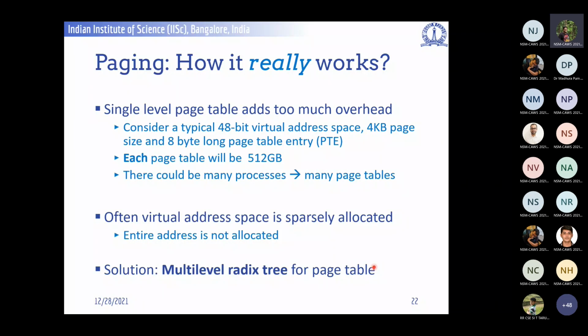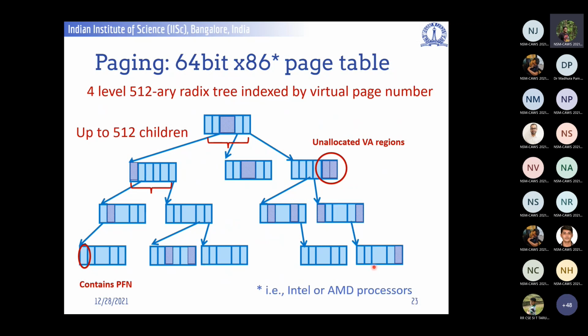So that's why typically the data structure that is used for the page table is not a flat table, but a multi-level tree structure, typically a radix tree structure. So how does it actually look? Now we will make it more specific to the 64-bit x86 page table, because this is part of the ISA specification.